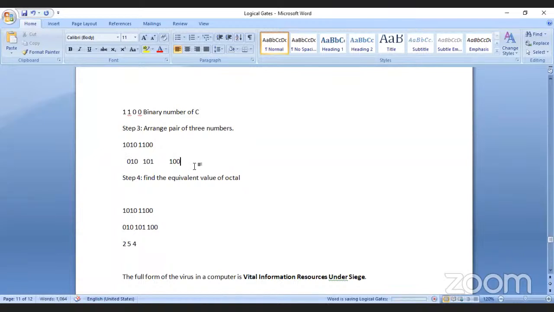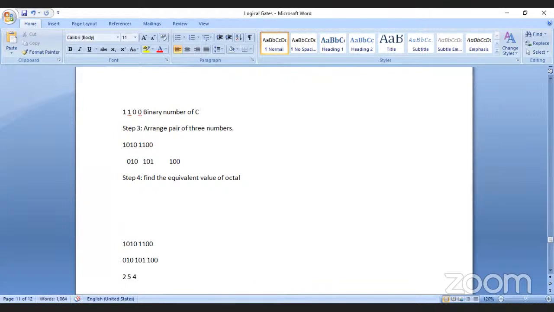Till here, any doubts? Good. Next, I'll find the value of each one in 4-2-1 manner. I'm taking this pair first. What is the value of 010? 2. Okay, 101, what is the value? 5. What is the value of 100? 4.